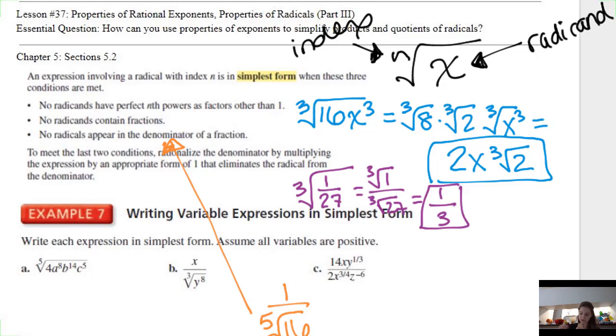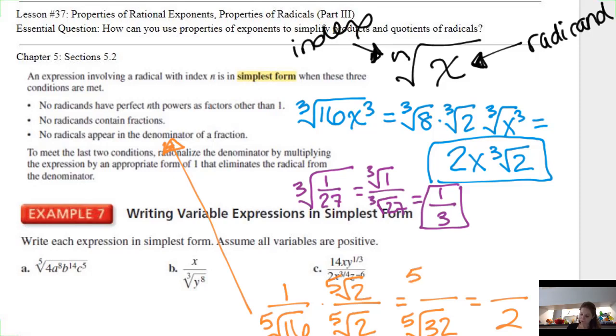Okay. So let's say I have 1 over the fifth root of 16. And I want to rationalize the denominator. Well, my goal, let's see, is to get the fifth root of 32, because I know that that is 2, and I get rid of the radical in the denominator. And in order to get the fifth root of 32, I need to multiply the fifth root of 16 by the fifth root of 2. So I'll need to multiply the numerator and denominator by the fifth root of 2. I end up with the fifth root of 2 in the numerator, and my simplified version is the fifth root of 2 over 2.